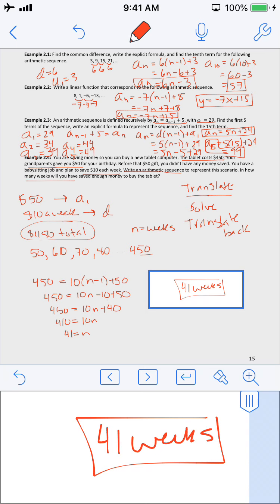And really, at the end of the day, they're all about word problems, because we deal in sequences a lot more in real life than we do in linear equations. But they have so many of the same aspects that they're easy to convert back and forth.